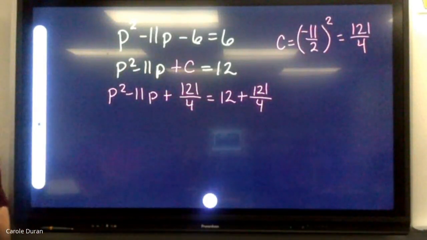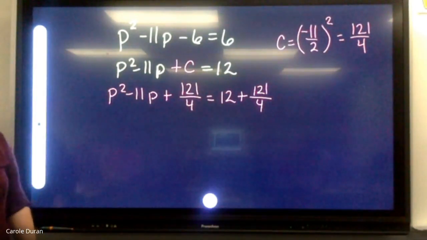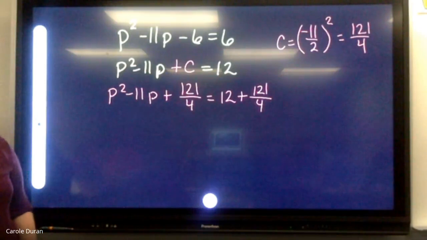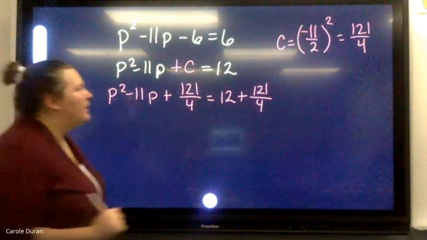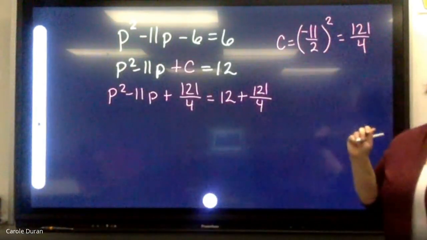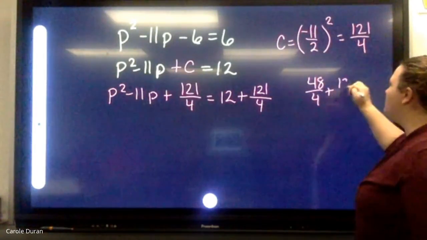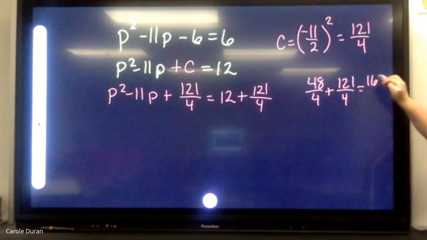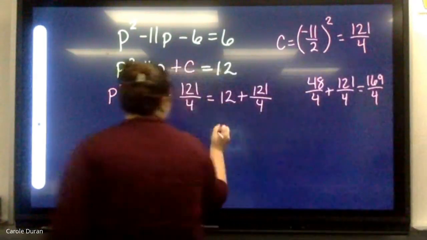What do I do next? Can I add it together the way it is right now? A fraction with what denominator? Okay, how do I make 12 into something over 4? Multiply it by 4. What does 12 become when I multiply it by 4? 48. So I have 48 over 4 plus 121 over 4, which gives me 169 over 4. So that's going to be the right-hand side.